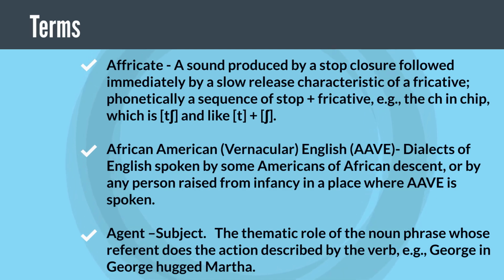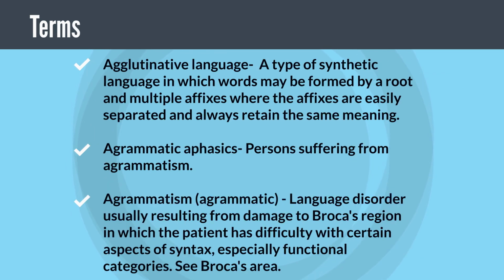Agent, subject. The thematic role of the noun phrase whose referent does the action described by the verb. Example, George hugged Martha. Agglutinative language, a type of synthetic language in which words may be formed by a root and multiple affixes where the affixes are easily separated and always retain the same meaning. Agrammatic aphasics, persons suffering from agrammatism.